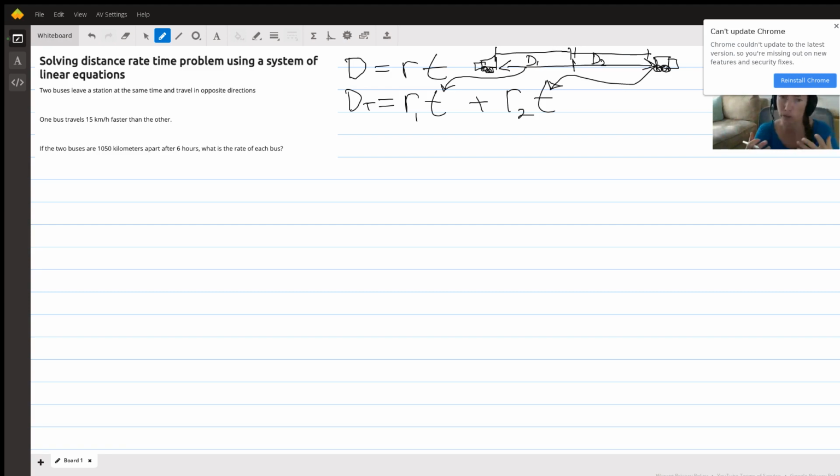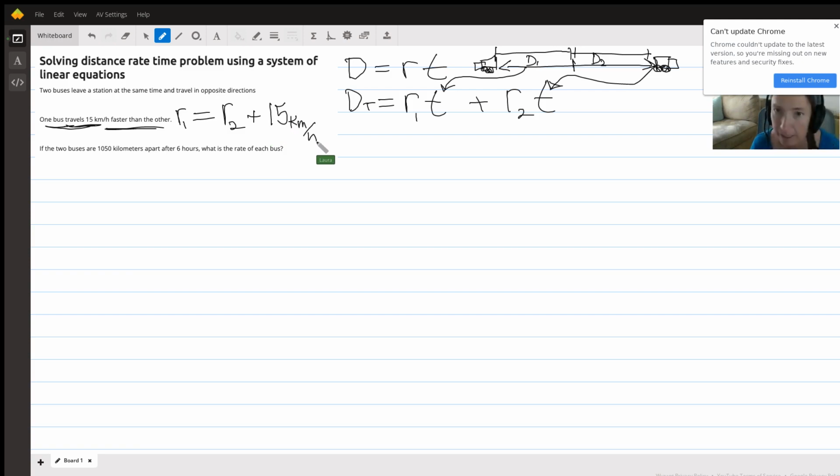Well, I'm noticing over here that we are told that one bus is 15 kilometers per hour faster than the second bus. And that's super useful because that means that the rate of that first bus can be rewritten in terms of, meaning using the numbers associated with, that second bus's rate. So that first rate is going to be the second rate plus 15 kilometers per hour.